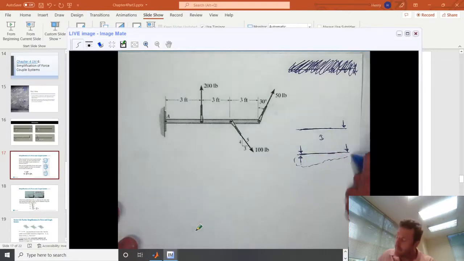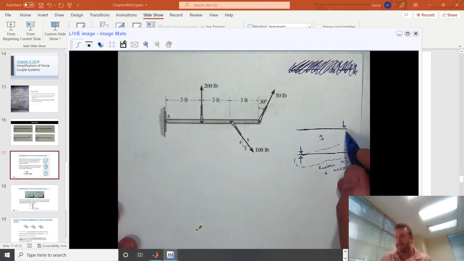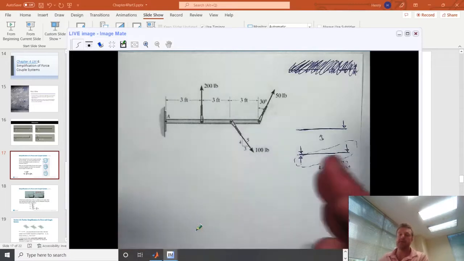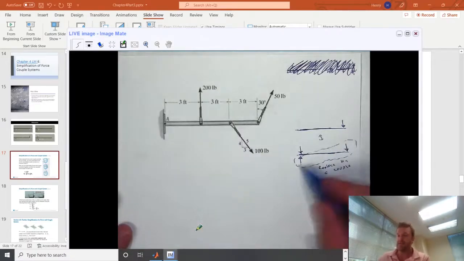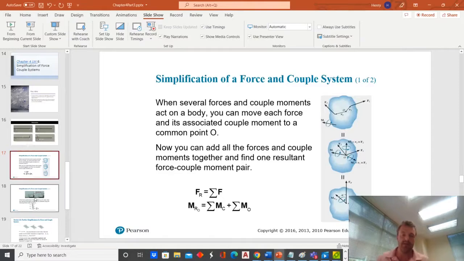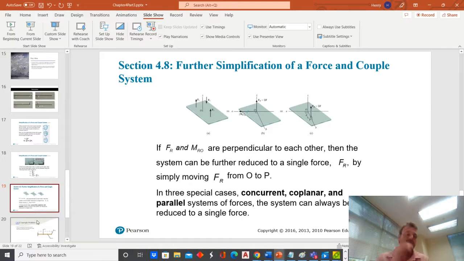However, if I view these as a couple, which they are, I can replace these by a couple. And then what I've effectively done is I've moved this force down to the origin, and I've accounted for the difference in the tendency to induce rotation by this couple. So that's really what that equation is showing you there and what it's doing. So the key point that the book tries to make here is if it becomes a two-dimensional problem, it's just simpler because you're working with scalars. And we'll look at a two-dimensional problem here in a minute.